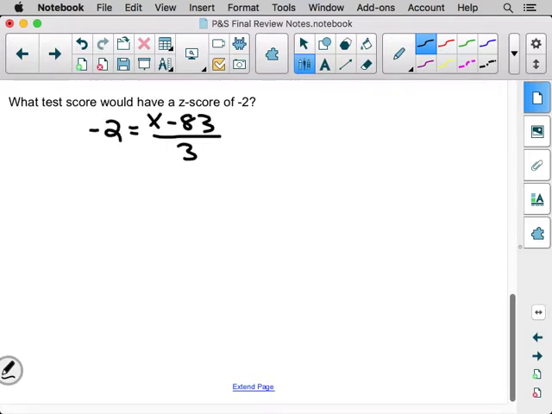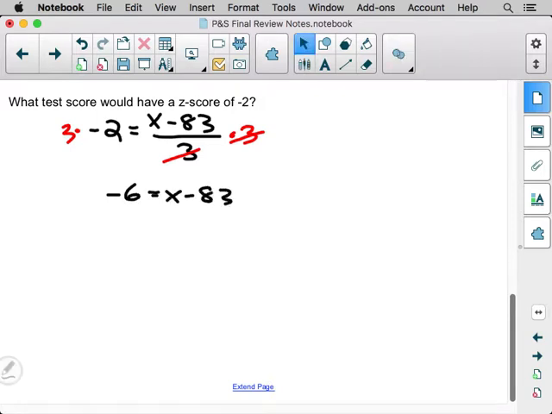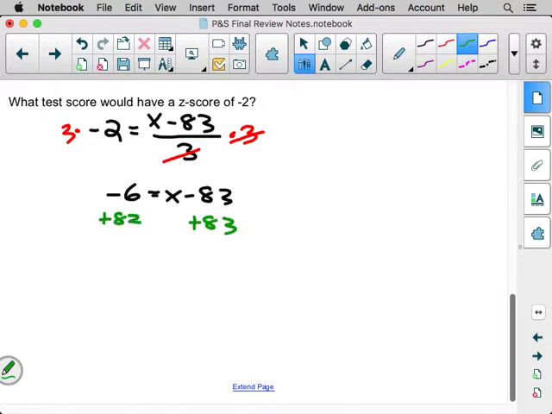From here, this is just algebra. I need to multiply by that 3 to get rid of that. So this gives me -6 equals x minus 83. And now add 83 to both sides to get 77.